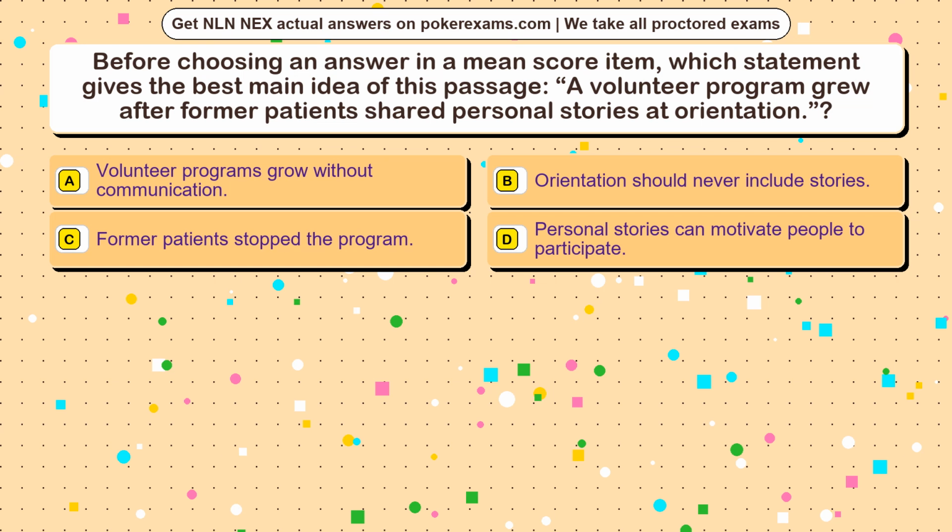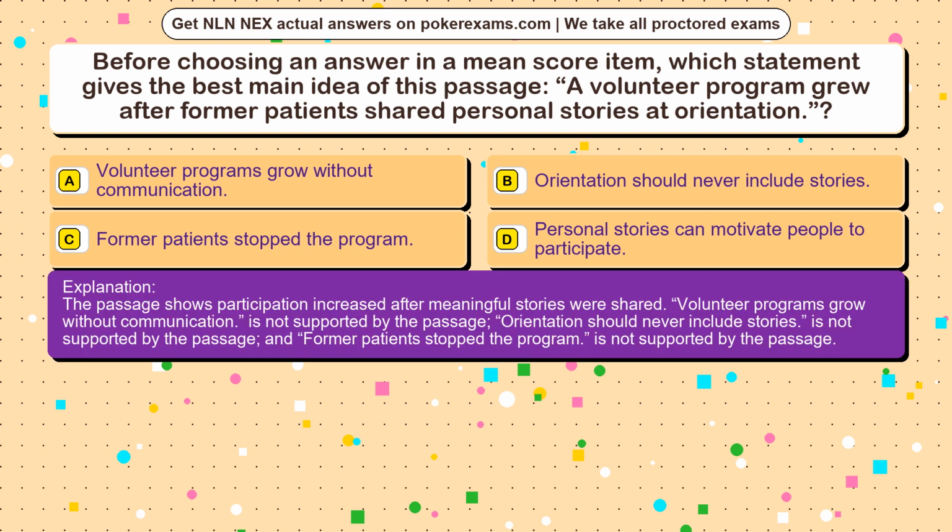The correct answer is option. The passage shows participation increased after meaningful stories were shared. Volunteer programs grow without communication is not supported by the passage. Orientation should never include stories is not supported by the passage, and former patients stopped the program is not supported by the passage.